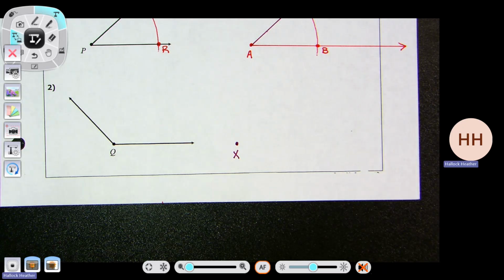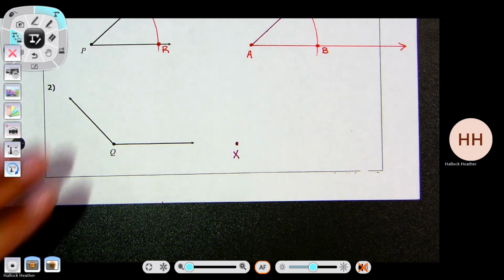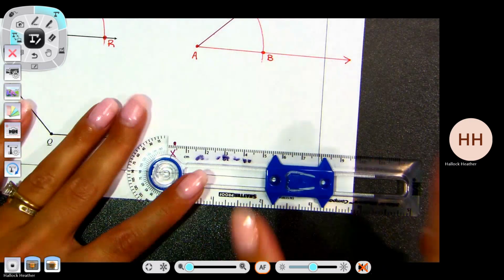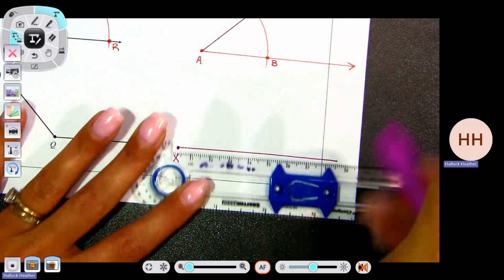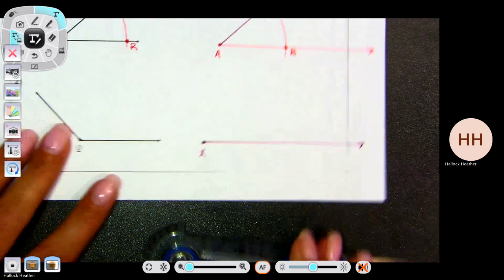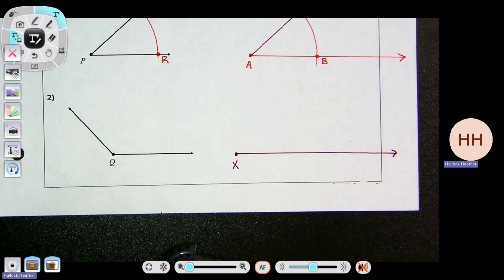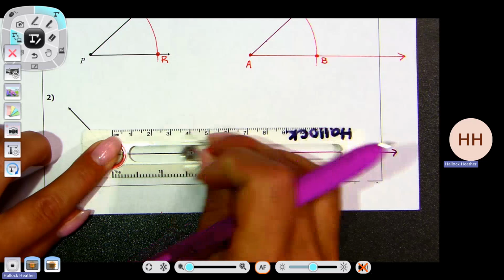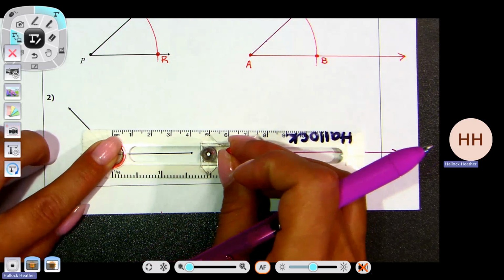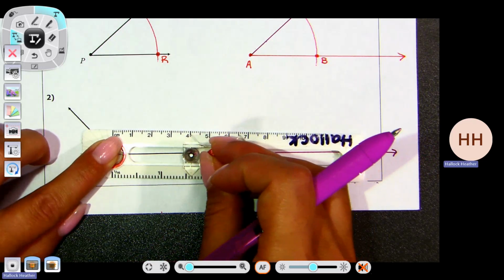Okay, so we're going to draw a ray. I make a letter, draw a ray. I'm going to put my compass on Q, and I'm going to open up to more than half the distance. So this is the whole thing. That's too long, so I'm going to go a little bit less.